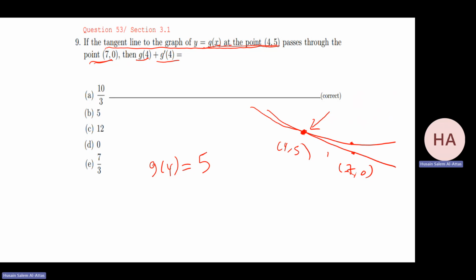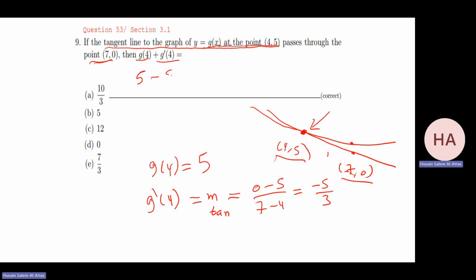What about g prime at 4? It is the slope of the tangent line. This is the definition. I have 2 points, so we can find the slope. That will be 0 minus 5 over 7 minus 4, which is minus 5 over 3. Just the slope, delta y over delta x. Now g of 4 is 5, and this is minus 5 over 3. 5 is 15 over 3, so that will be 10 over 3, which is this one.